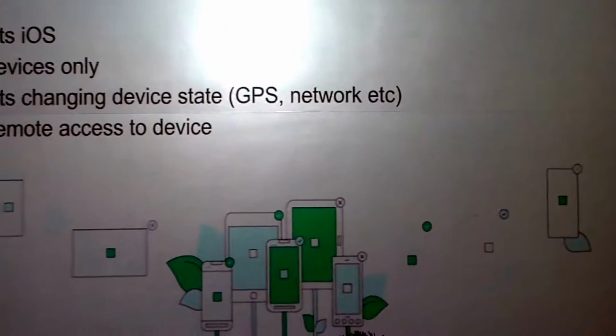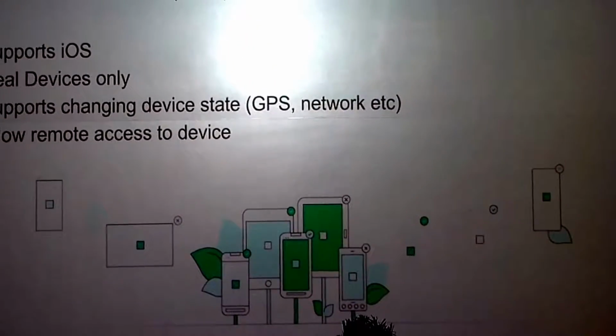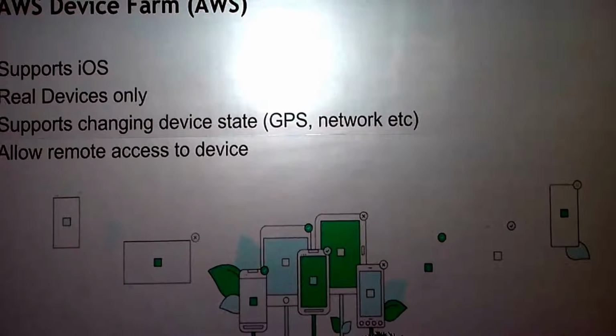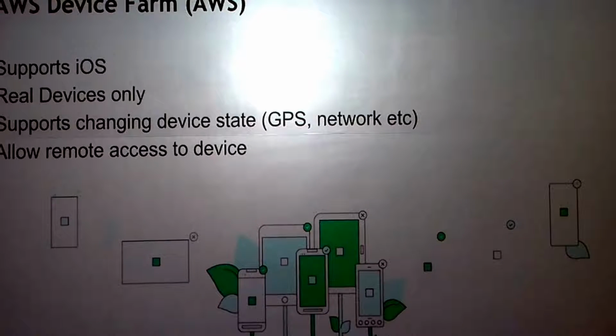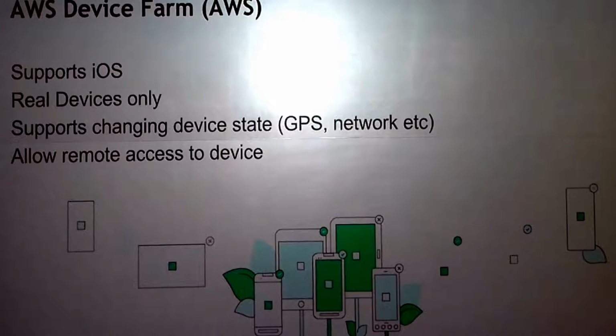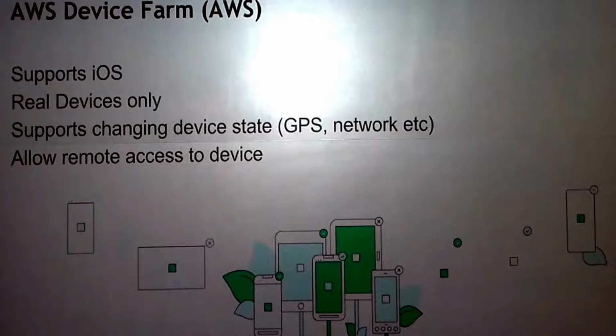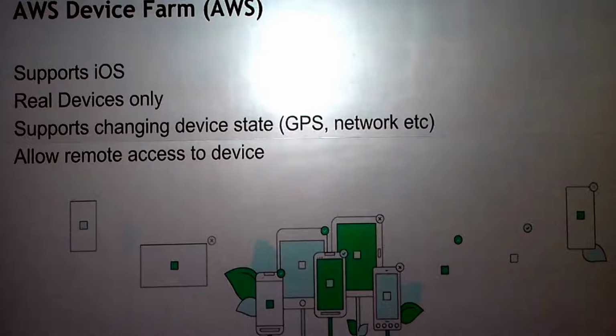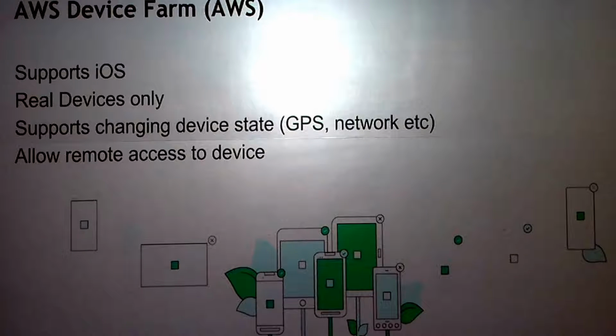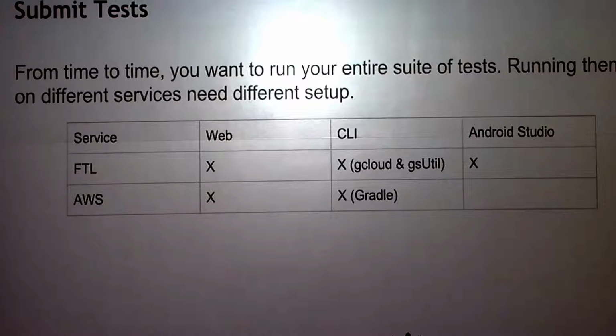The other one I'm talking about is AWS Device Farm, which is a company that got acquired by Amazon. They support both Android and iOS, and they support changing device state. Firebase Test Lab doesn't support that. You'll see in the demo soon. They also allow remote access to a device, so that might prove to be useful, depending on how you want to use it. I never used that, so I don't know, but it's a good feature.